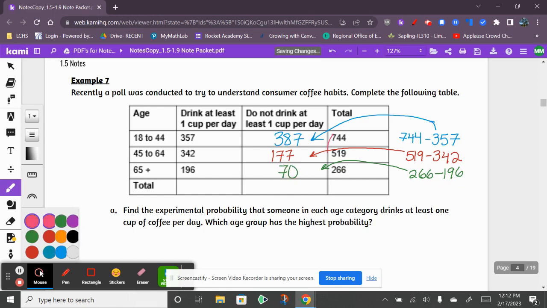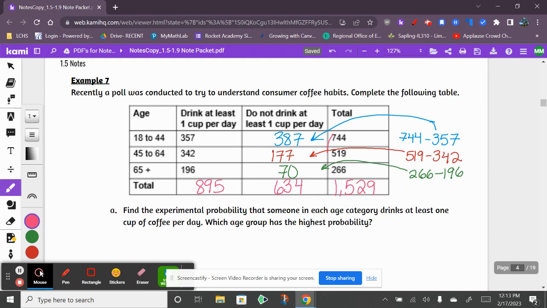For your overall totals, you're going to just add up that column. So for this column, we would add up 357, 342, and 196, get 895. Add up this column, same way, so we get 634, and same thing with the last one. We get 1,529. Okay, now we're going to go ahead and answer some follow-up questions.